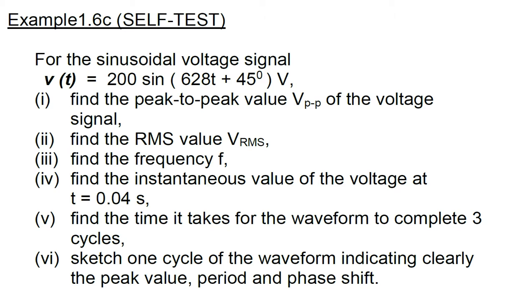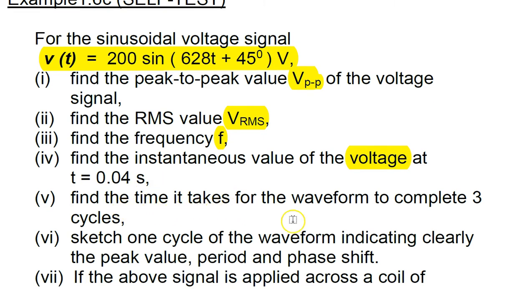Example 1.6c reads as follows. For the sinusoidal waveform or voltage, v(t) is 200 sine 628t plus 45 degrees. Notice there's an initial phase angle. We want to find the peak-to-peak value, Vpp, of the voltage signal, the RMS voltage of the signal, and the frequency. And we also want to find the voltage at the time when t is 0.04 seconds.